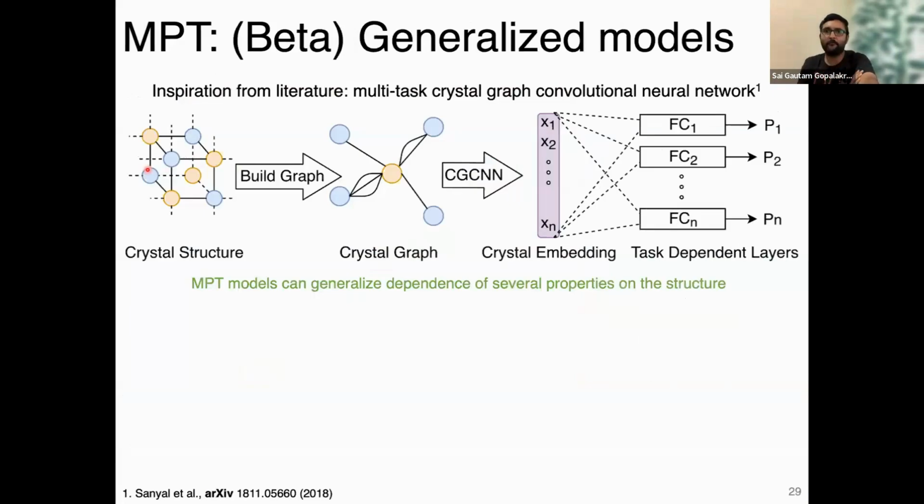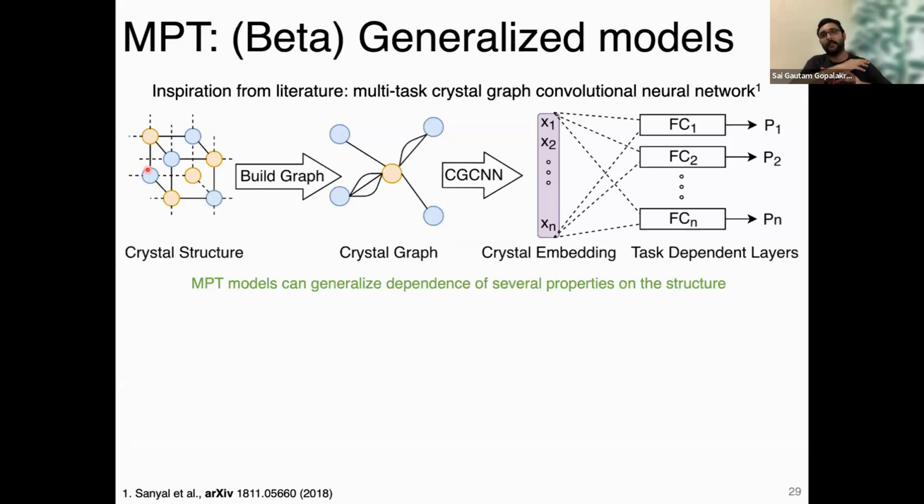The second thing that I wanted to talk about is you can also use graph networks and the idea of transfer learning to build what are called generalizable models. In interatomic potentials, we call them foundational models, and they work across a wide range of materials. Generalizable models work across a wide range of properties, right?